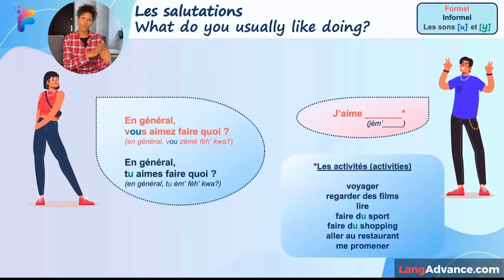Here we have voyager. J'aime voyager. I like to travel. J'aime regarder des films. I like to watch movies. J'aime lire. I like to read. J'aime faire du sport. I like to do sports. J'aime faire du shopping. I like to do shopping. J'aime aller au restaurant. I like to go to the restaurant. And j'aime me promener. I like to go for walks. Et toi, tu aimes faire quoi?